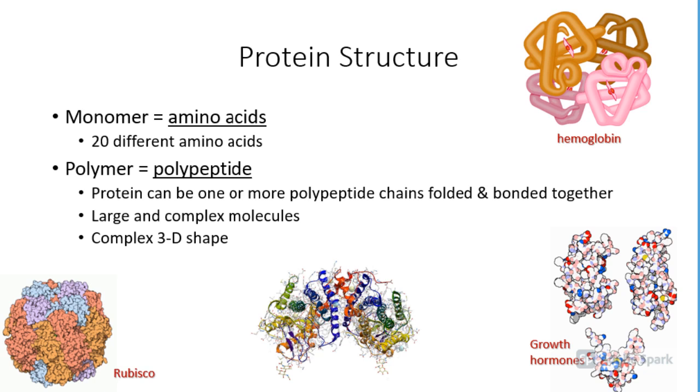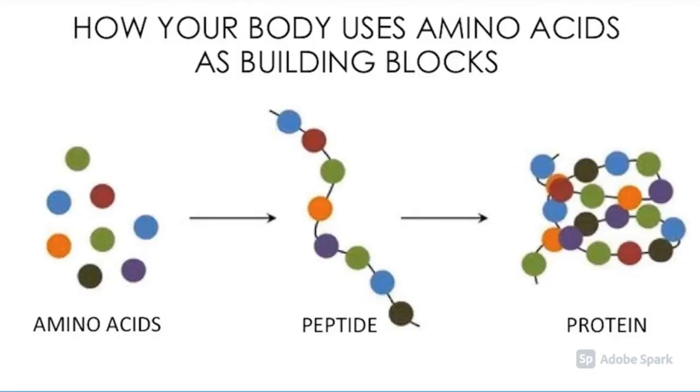Proteins are polymers made up of amino acids. So know that the monomer, or the single unit, is an amino acid. Proteins are very large and complex and have a 3D shape. We refer to the polymer as a polypeptide. The term polypeptide simply means made up of many peptides. One or more polypeptide chains can be folded and bonded together. This is what leads to the very large three-dimensional structures.